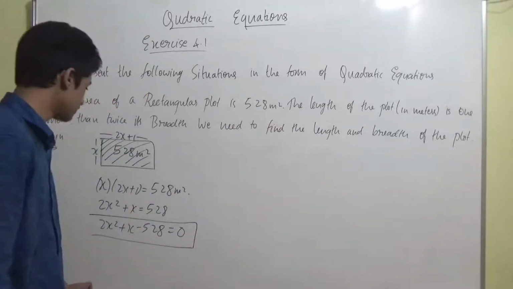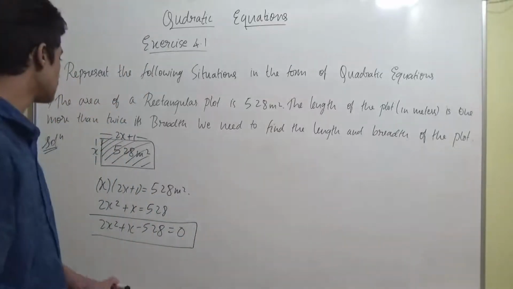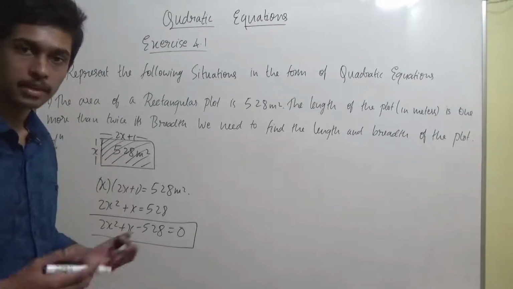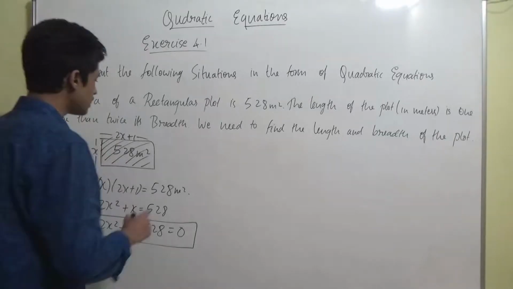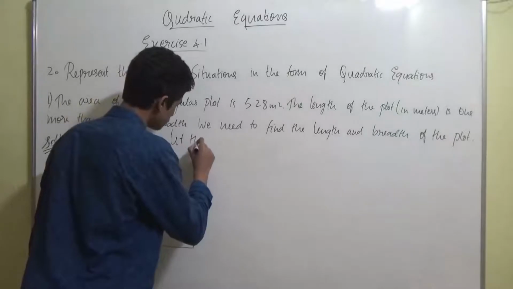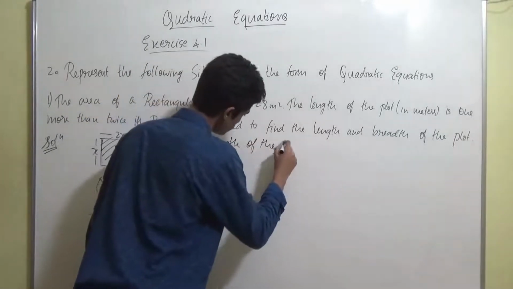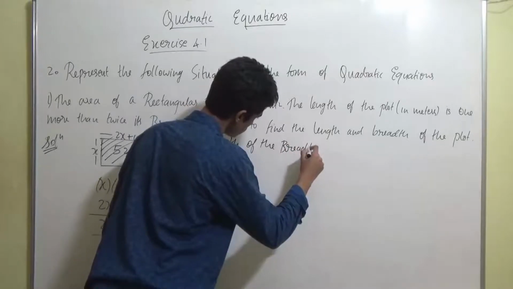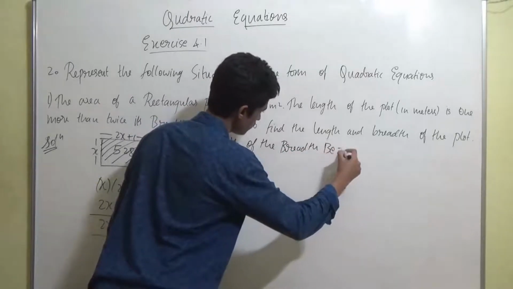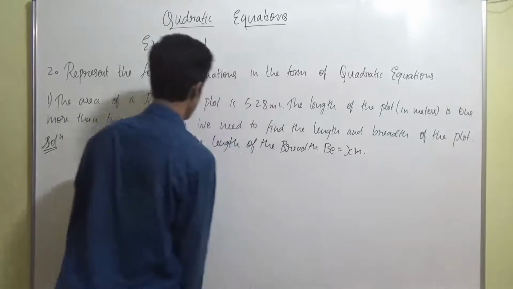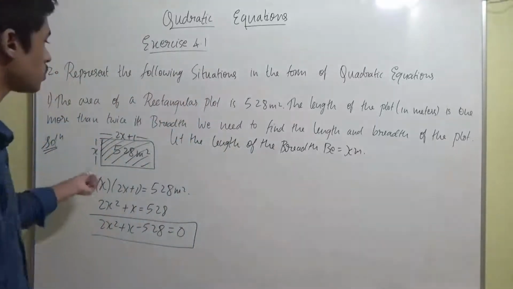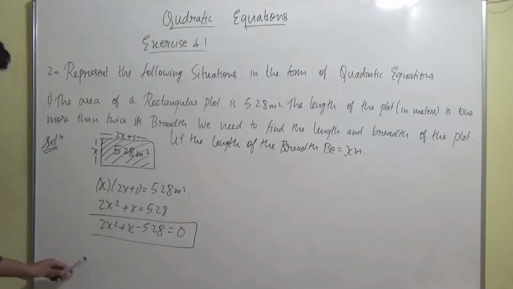As simple as that, guys, nothing more than this, right? Before this you have to do the assumption step that we always do. We have to consider, let the length of the breadth be x meters, like that assumption step. After that you will get the length, and then you will get the area by multiplying length into breadth. That's it, guys.